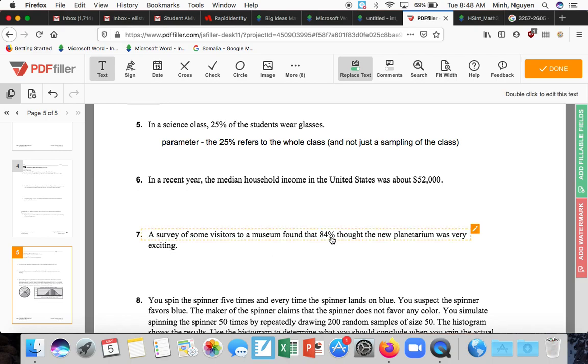So again, this is just vocab. Your ability to differentiate between a whole group, a population, and a sample, which is just a smaller part, a subset of the population. But if you want more examples, then just ask me in class and I'll come up with more examples.